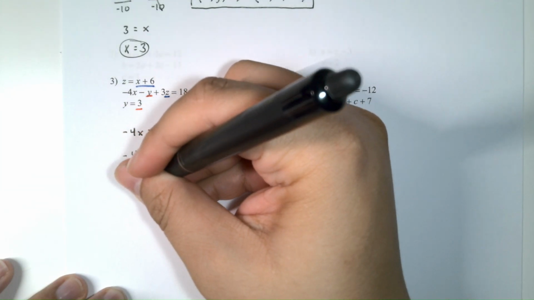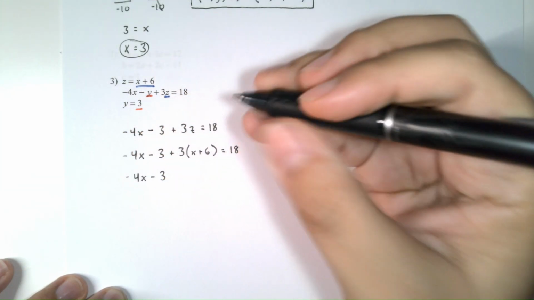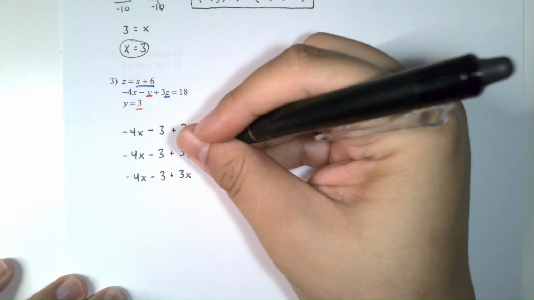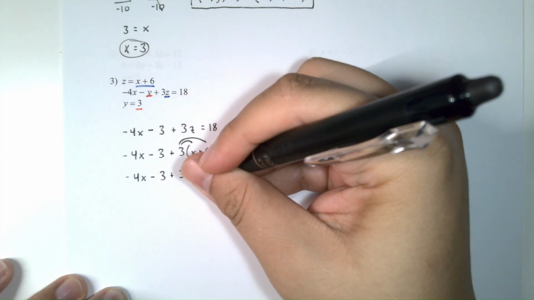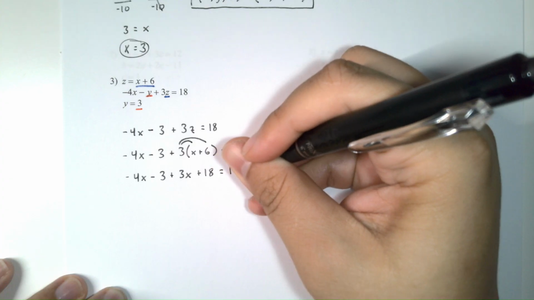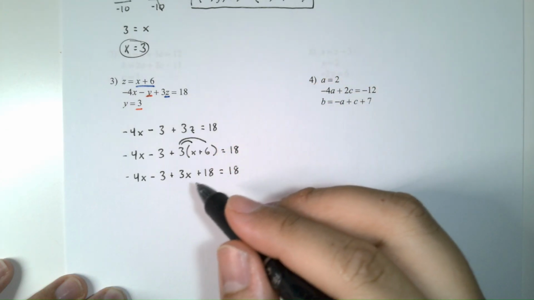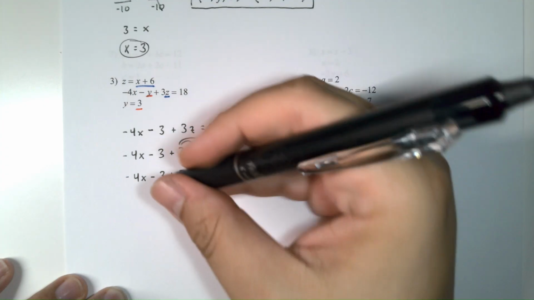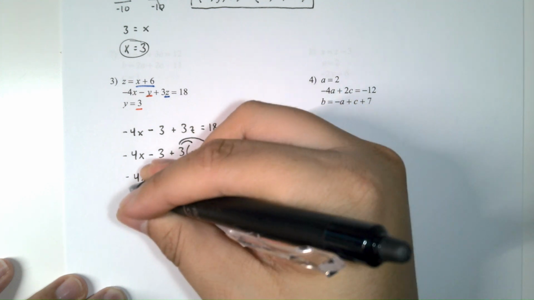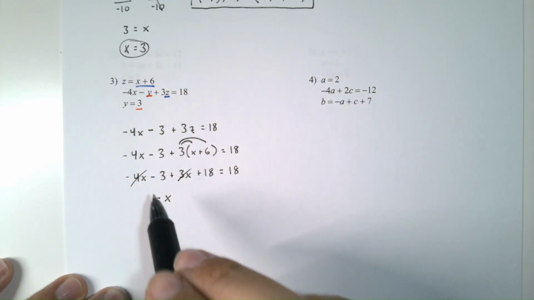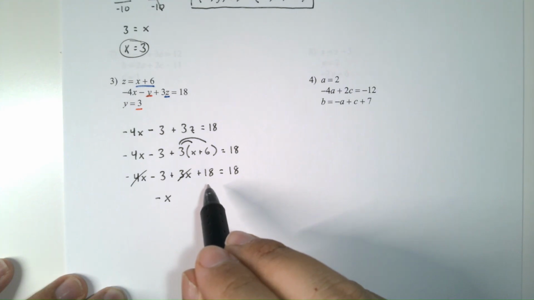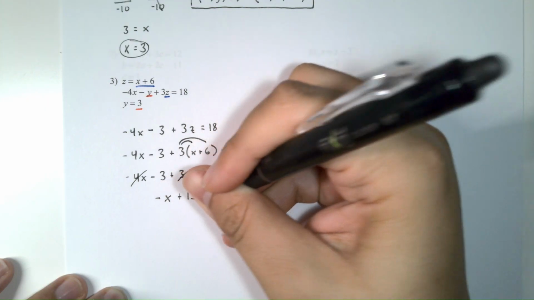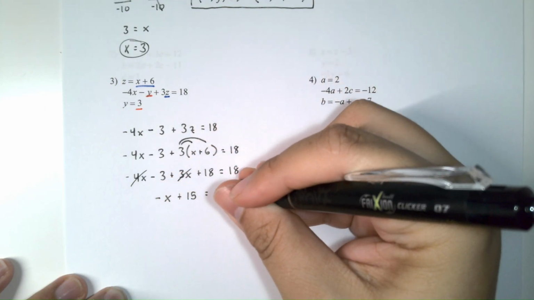So I'm going to bring down this minus 4x minus 3, and distributing the 3, we have 3 times x, which is going to be 3x, and then 3 times 6, which is 18, and that's equal to 18. Okay, so let's combine like terms. We have negative 4x plus 3x, that's going to be just negative x, so that takes care of those two. We have negative 3 plus 18, which is positive 15. And then we have is equal to 18.